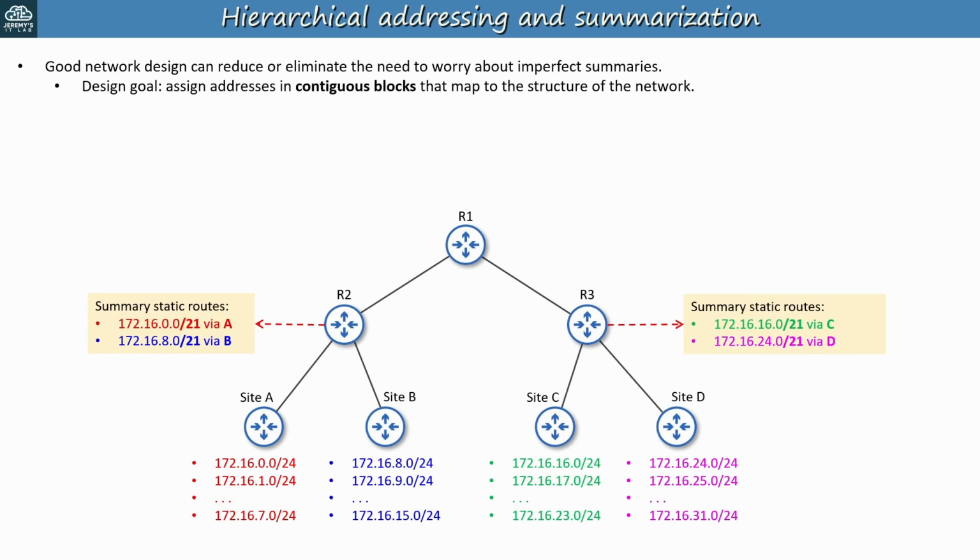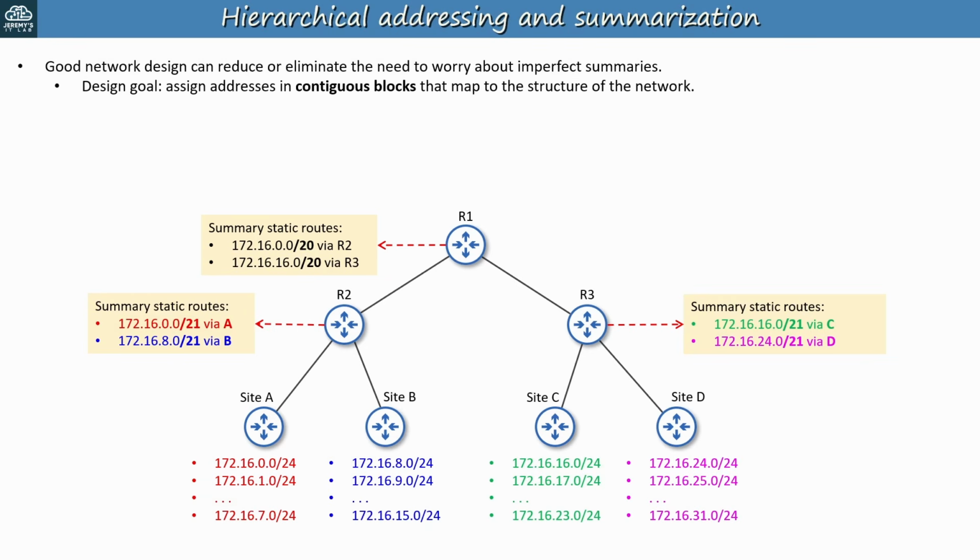And now we come to R1. Via its connection to R2, it can access all of Site A's and Site B's subnets. And via R3, it can access all of Site C and D's subnets. Which summary routes would facilitate that? The answer is 172.16.0.0/20 via R2 and 16.0/20 via R3. With only 2 routes, R1 is able to forward packets toward all of the subnets below it, without needing 32 individual routes.